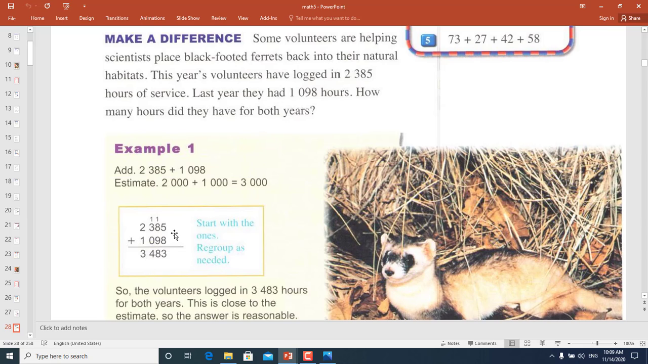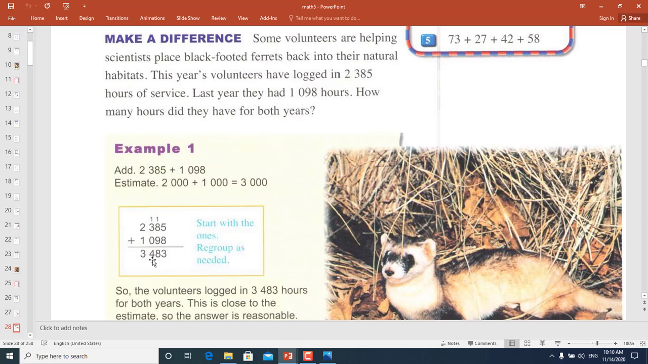If you have to regroup, we do that. So we have this number, 2,385 plus 1,098. First we write this number up, and after that this number down. After that we start with the ones side, or we can say the right. Let's solve together. 5 plus 8 is 13. Write 3, regroup 1. After that we add the next digits together. 1 plus 8 is 9. 9 plus 9 is 18. Write 8, regroup 1. 1 plus 3 is 4.